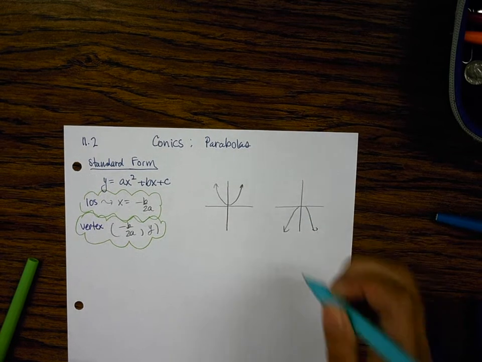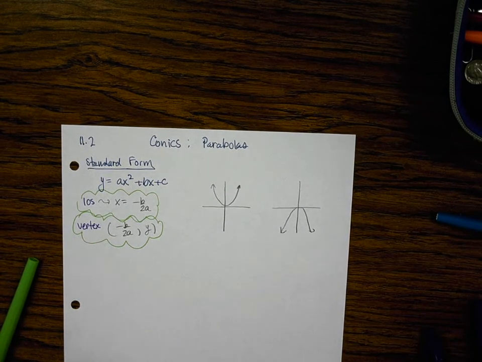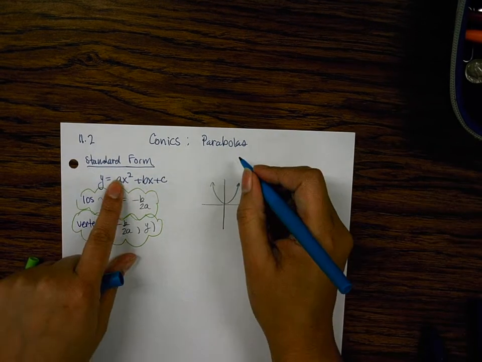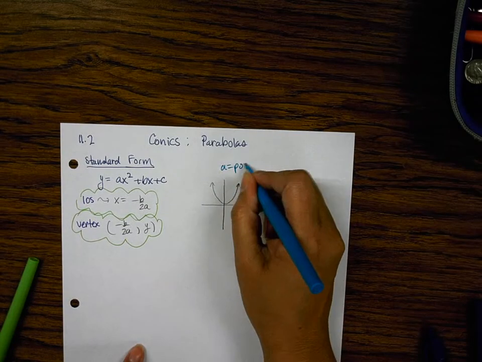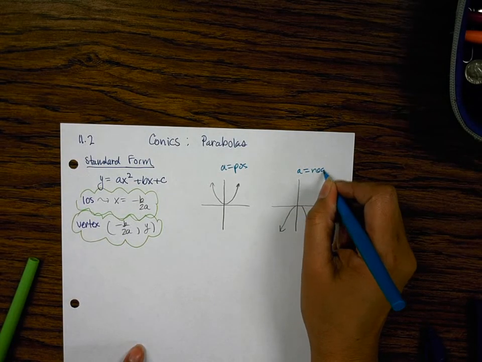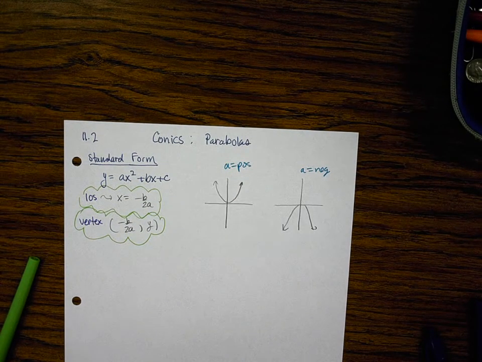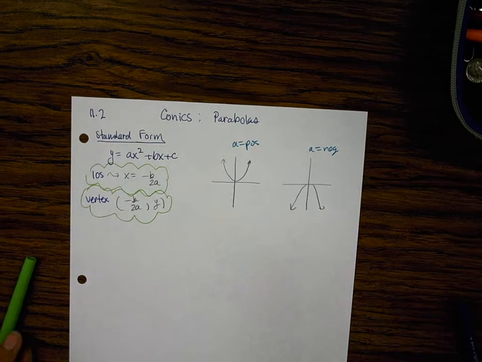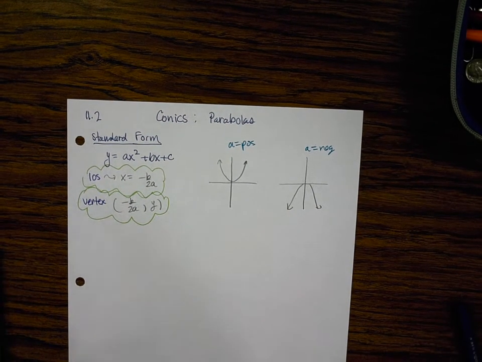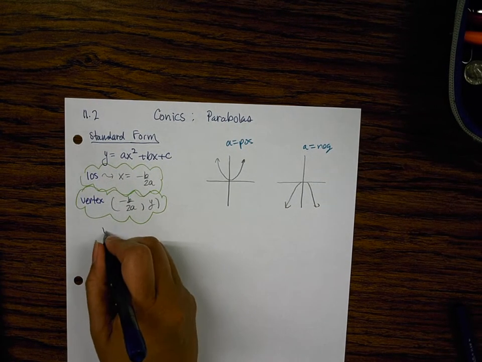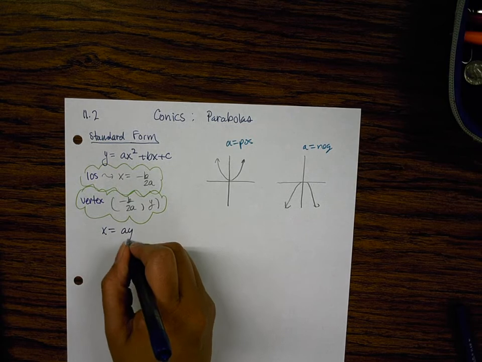I'm just going to show you really quick. When x is being squared, your parabola will either open up or down, depending on your a value. If a is positive, it's opening up. If a is negative, it's opening down. All of this is review as far back as Math 2.